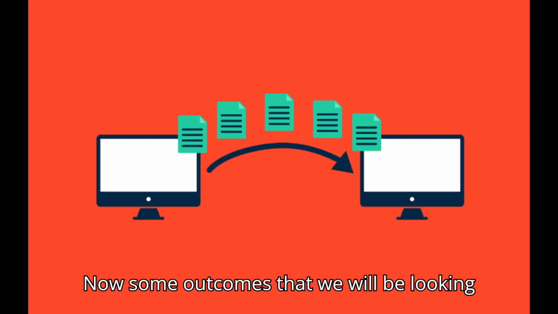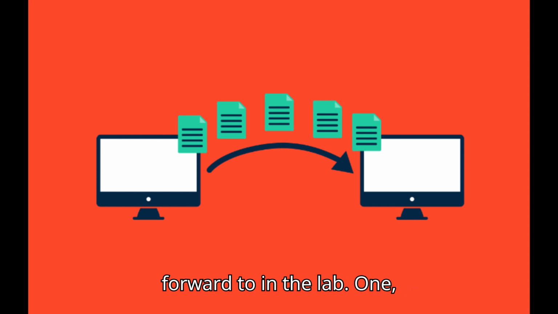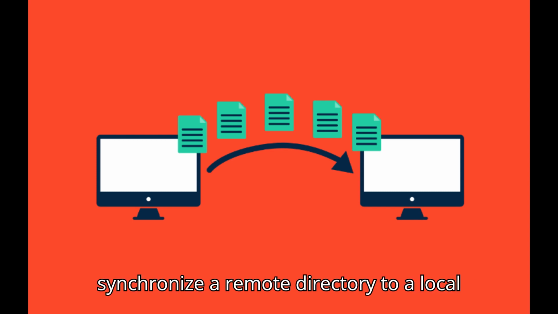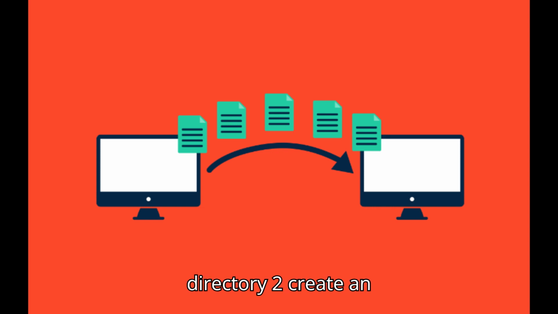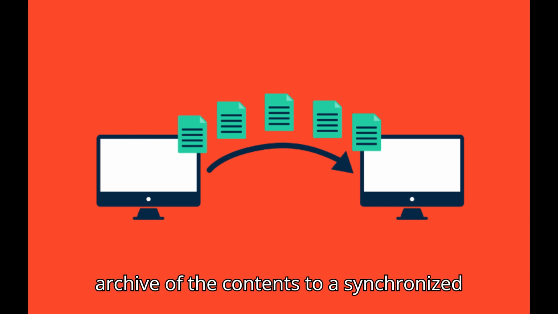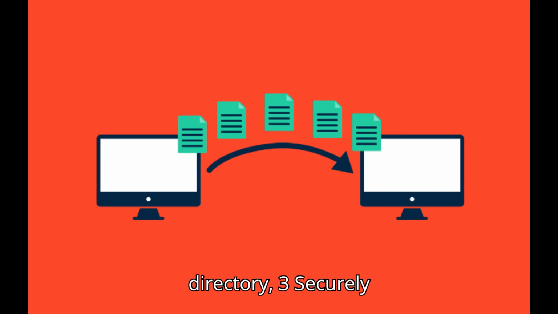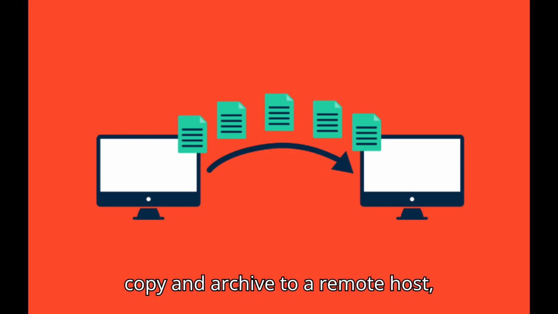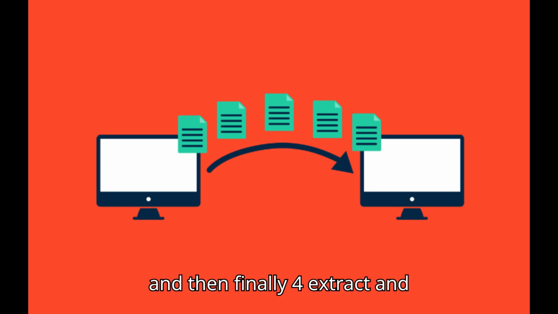Now, some outcomes that we will be looking forward to in the lab. 1. Synchronize a remote directory to a local directory. 2. Create an archive of the contents of a synchronized directory. 3. Securely copy an archive to a remote host. And then finally 4. Extract an archive. Now we will begin and go over the lab step by step.